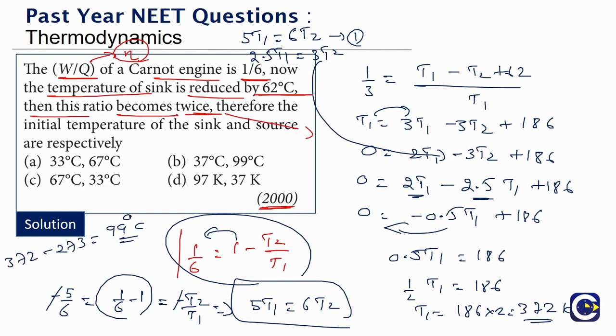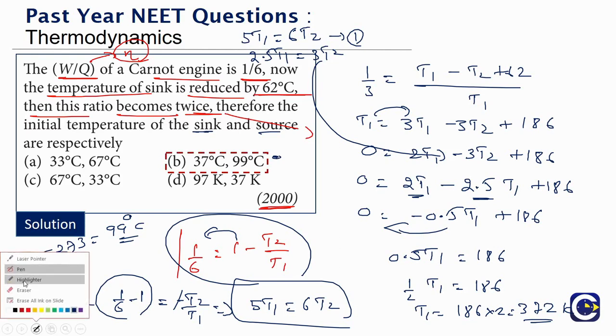So this is T1, the source. They are asking for sink and source, so the second value will be the source. Look at this, only one option is matching here. So by this itself we can conclude the answer. The answer must be option B, because only in one case are we getting the source temperature as 99.